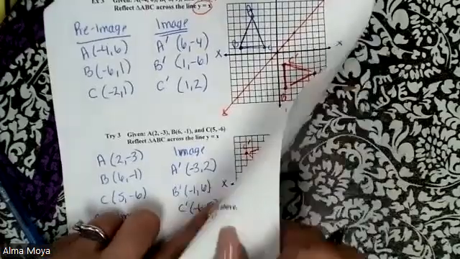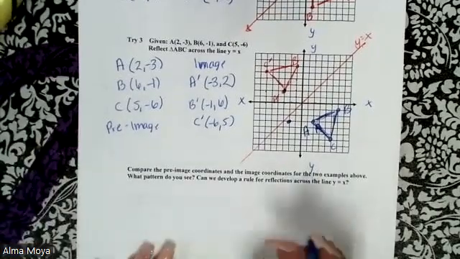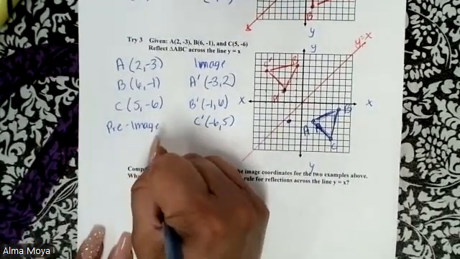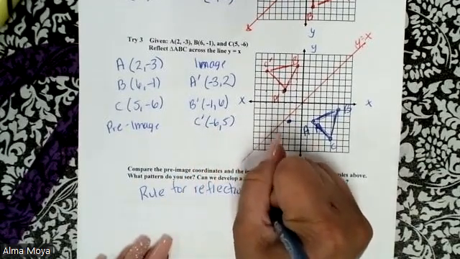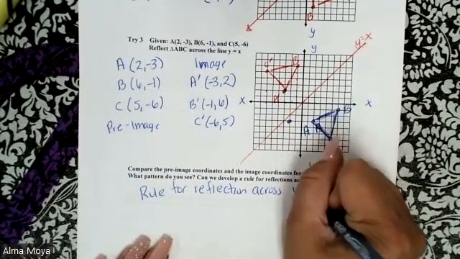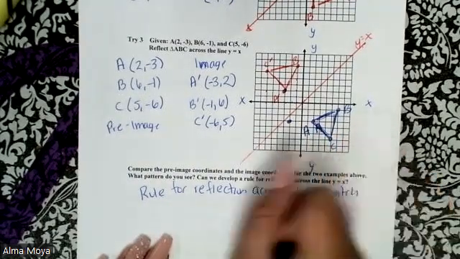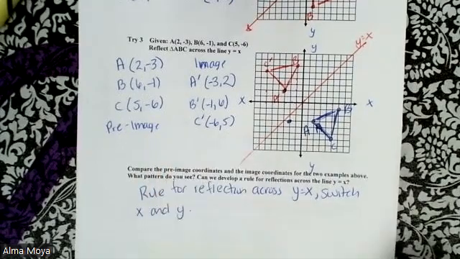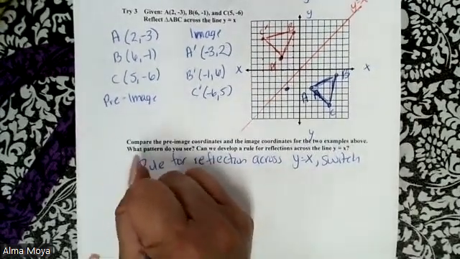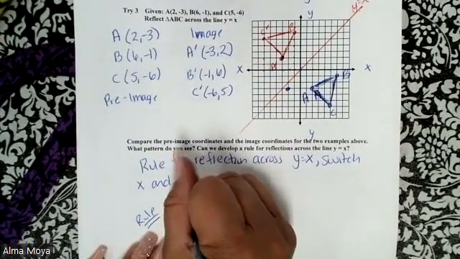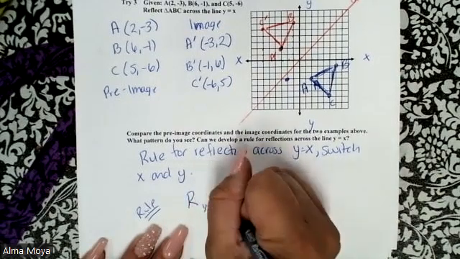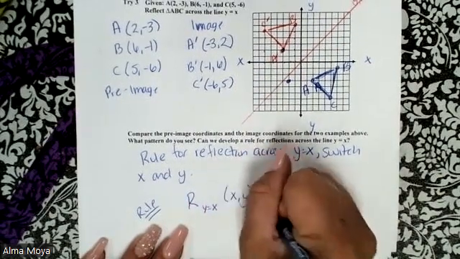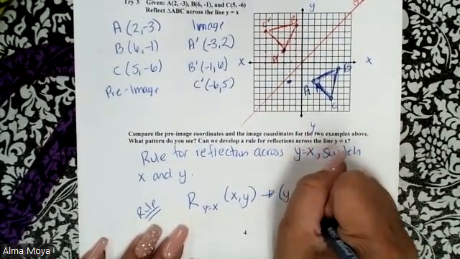And look, it does look like it folds across the line. So the rule here is you have to switch the X and the Y. So the rule for reflection across the Y equals X line is you switch X and Y. The way I'm going to write it is a capital R and Y equals X. If I take X and Y, it's going to change to Y first, then X second.